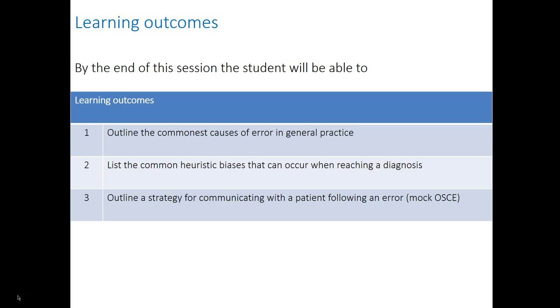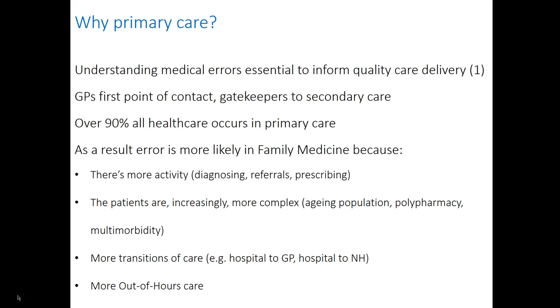The learning outcomes for this presentation are as follows. Having viewed this video, you should be able to outline the commonest causes of error in family medicine or general practice. You should be able to list the common heuristic biases that can occur when reaching a diagnosis. You should be able to outline a strategy for communicating with the patient following an error. In class, we will do this as a mock OSCE.